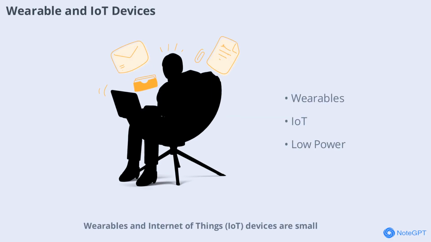Wearables and Internet of Things (IoT) devices are small, connected computers with specialized architecture. They prioritize low-power, wireless connectivity and compact design, enabling new applications in health, fitness, and smart homes.